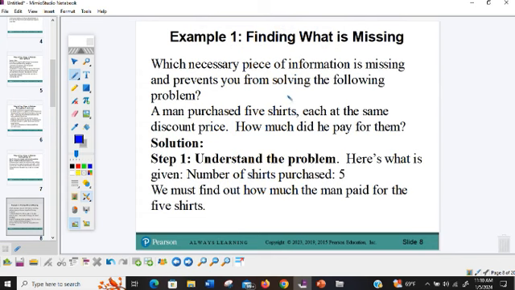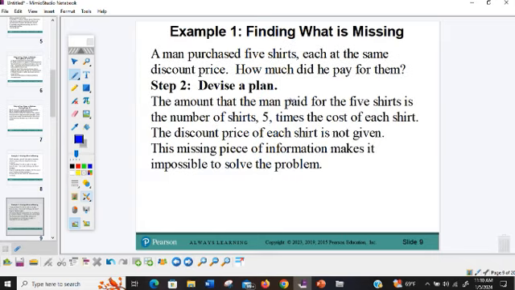They want us to find what is missing. It says, which necessary piece of information is missing and prevents you from solving the problem? A man purchased 5 shirts, each at the same discount price. How much did he pay for them? Okay, so step one, we want to understand the problem. Okay, so here's what's given. We know he purchased 5 shirts, and we want to figure out what he paid.